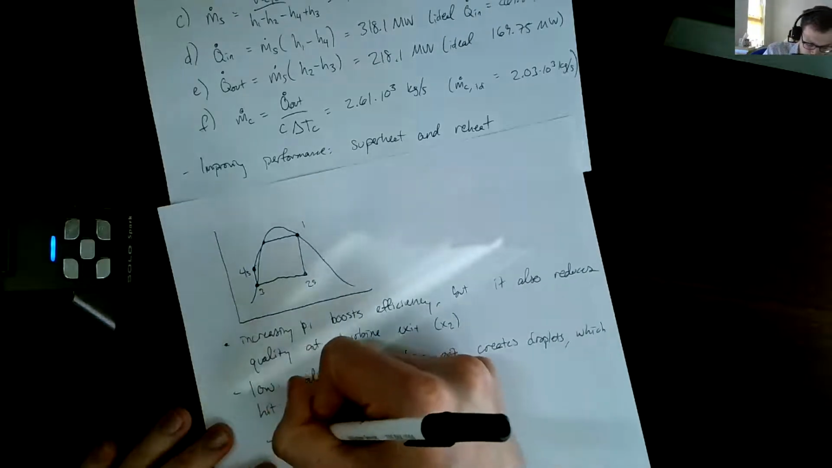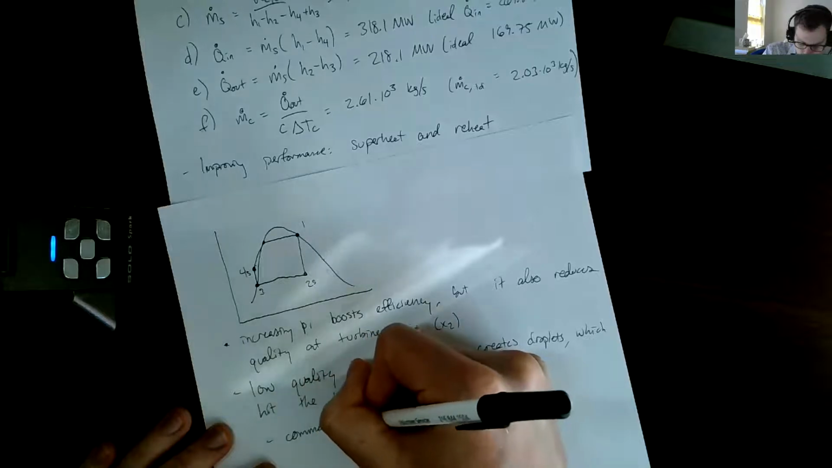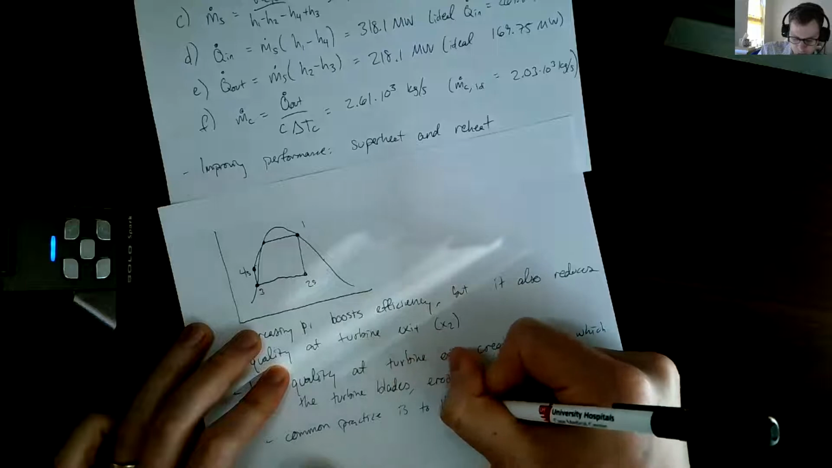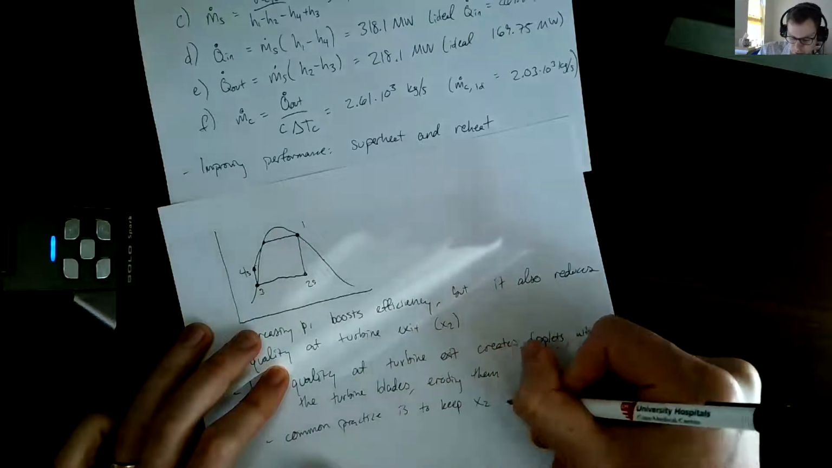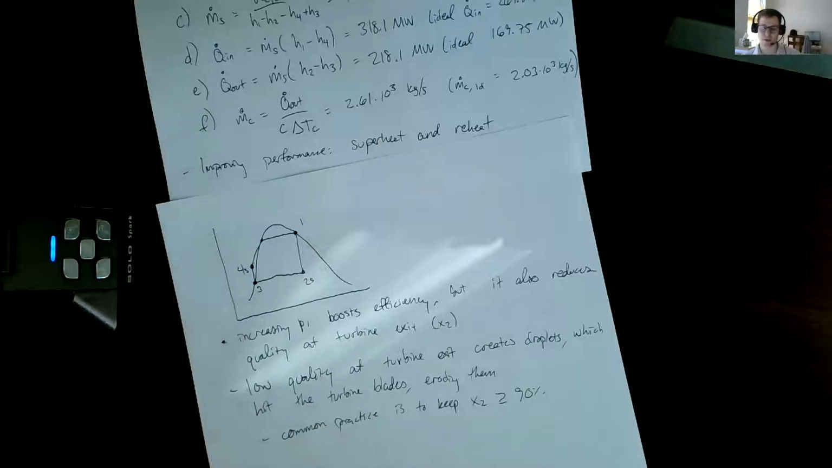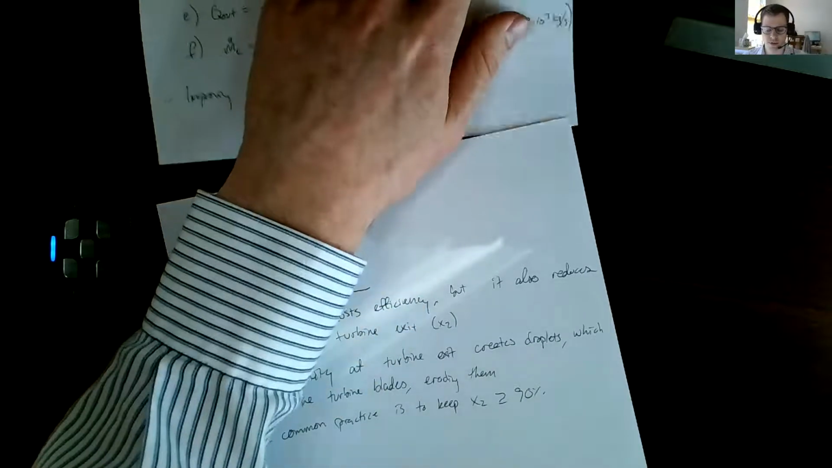So our common practice is to keep the steam quality at the turbine exit, X2, greater than about 90%. That helps to kind of alleviate this issue.